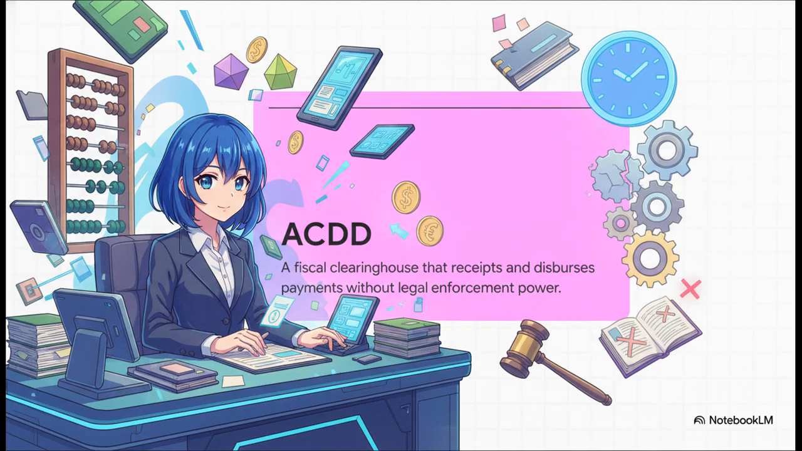It's absolutely crucial to understand what the ACDD actually is. Born out of the 1996 Welfare Reform Act, it's essentially just a fiscal clearinghouse. Think of it like a massive accounting desk. They receive payments one day and electronically dish them out to the recipient the very next business day. And that's it. They don't hold your court file, they can't calculate your legal arrearages, and they absolutely cannot help you enforce a missed payment. If you have legal questions, the ACDD is not going to be able to help you. You have to go back to your attorney or the clerk of the court.